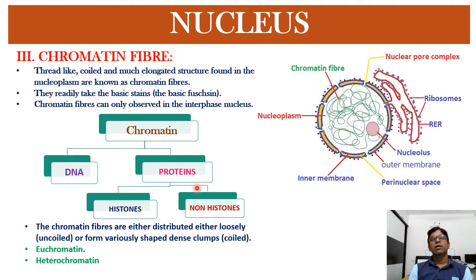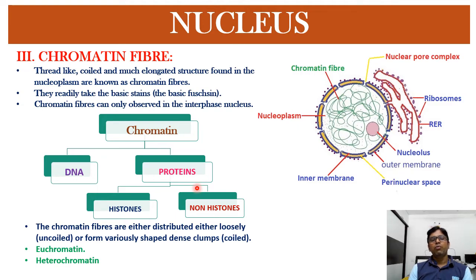During the division phase, these chromatin fibers condense into chromosomes, so we can observe them only in the interphase nucleus. Chemically, chromatin fibers are nucleoproteins. It means chromatin is made up of DNA and proteins.